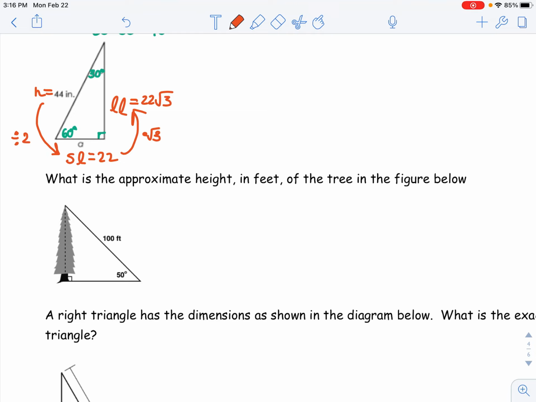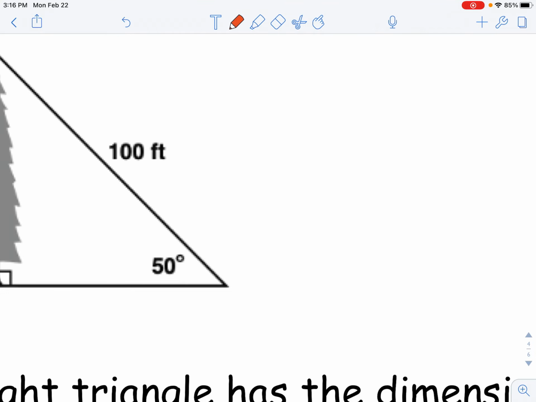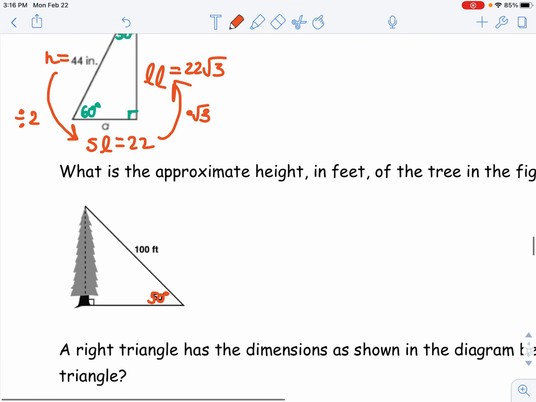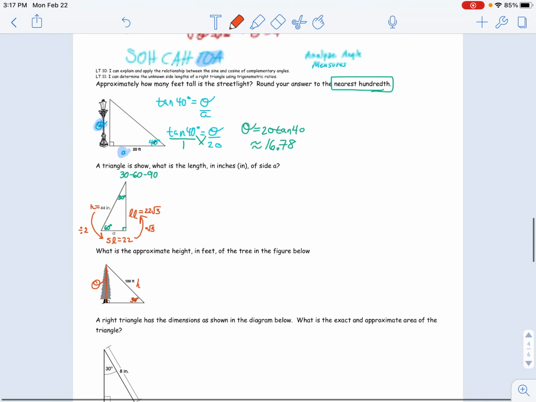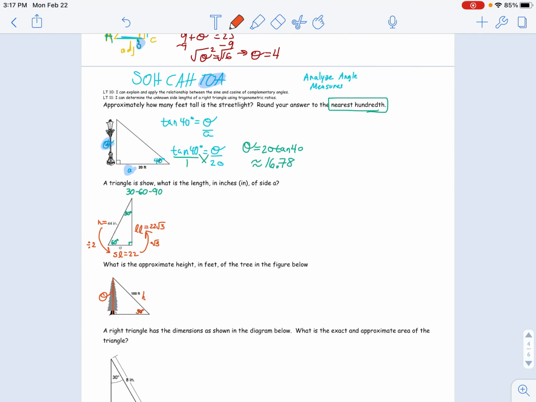So now looking at this one right here, what is the approximate height in feet of the tree in the figure below? Well, this is a 50-degree angle. We don't know anything about that. That's not a 30, 60, 90. It's not 45, 45, 90. It's a 50-degree angle. So we're going to have to use trig. Based off this, we need the height of the tree, which is the opposite, and then that's the hypotenuse. So now thinking, which trig function uses opposite and hypotenuse? Well, that's SOH. SOH CAH TOA uses that.